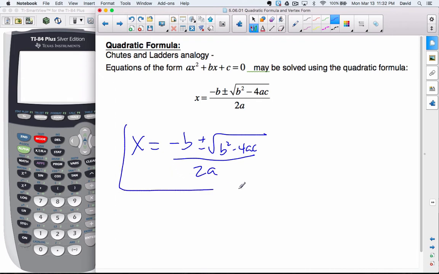That is a catchy tune. You sing that song, you'll never forget the quadratic formula. And I'll be singing it for you tomorrow in class. All right, so here's our quadratic formula. And what's the purpose of this quadratic formula, you may ask?